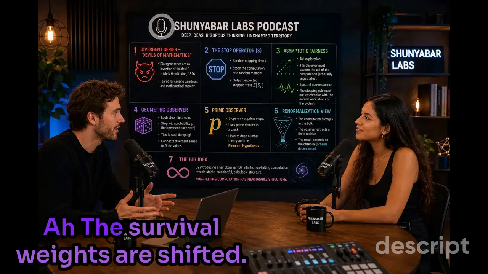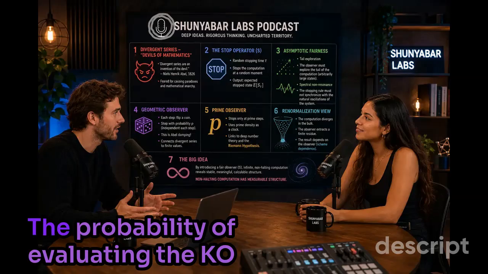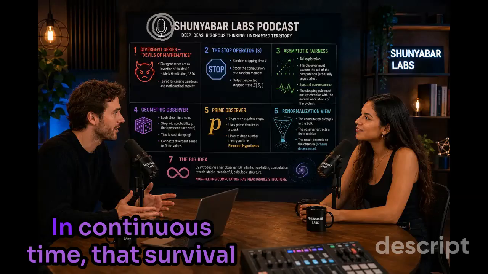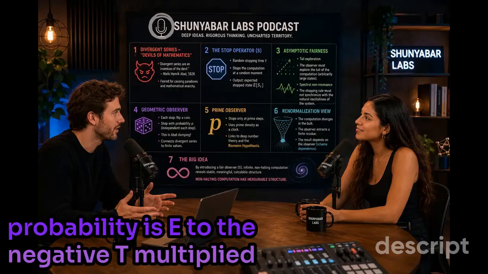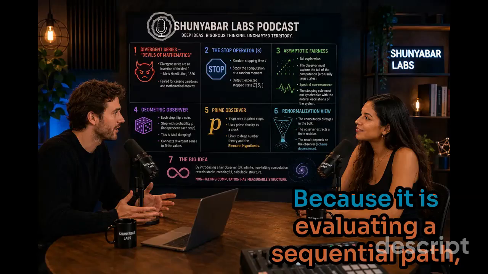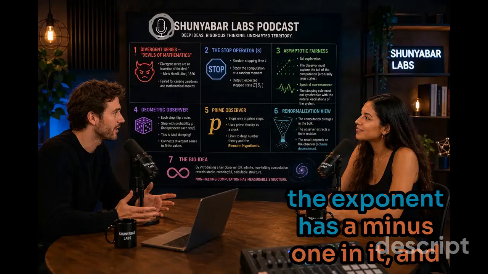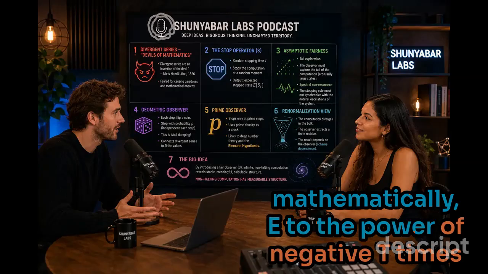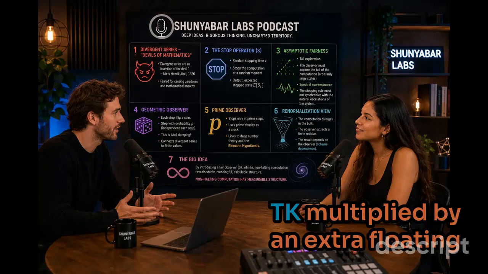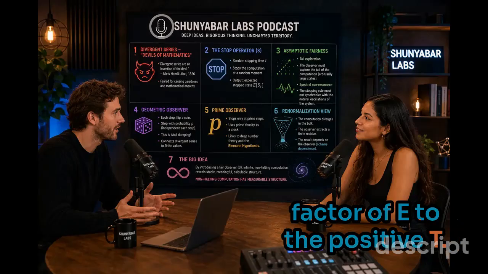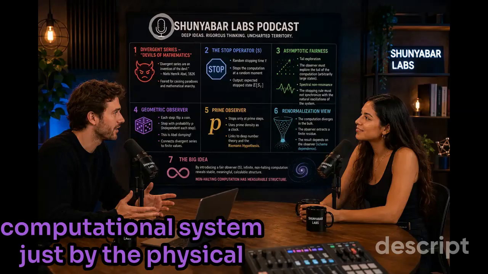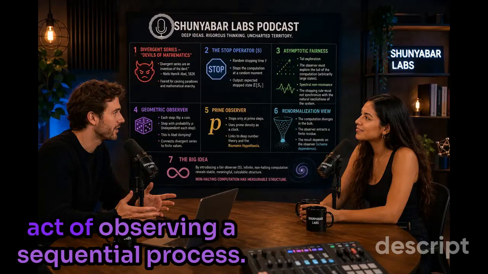The survival weights are shifted. The probability of evaluating the KO state relies on the survival probability up to k-1. In continuous time, that survival probability is e to the negative t multiplied by k-1. The observer introduces a microscopic offset. Because it is evaluating a sequential path, the exponent has a -1 in it, and mathematically, e to the power of negative t times k-1 can be factored. It factors out into the standard e to the negative tk multiplied by an extra floating factor of e to the positive t. The STP operator inherently injects an extra factor e to the t into the entire computational system just by the physical act of observing a sequential process.